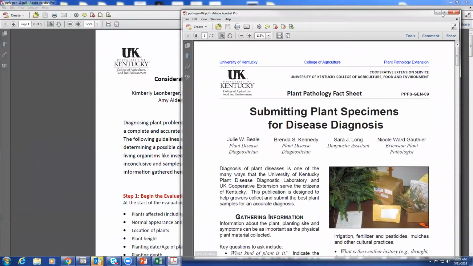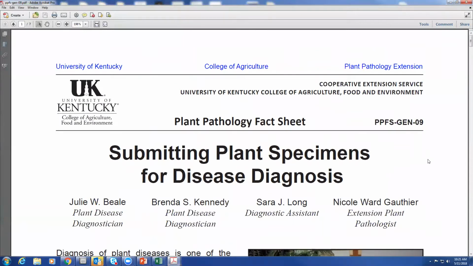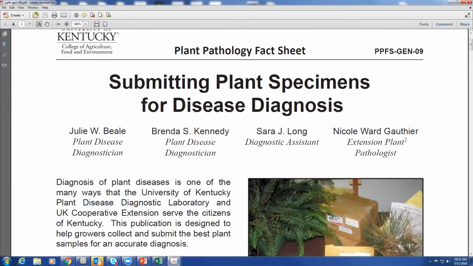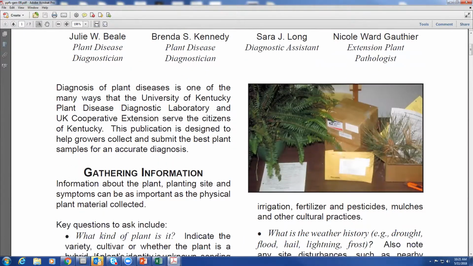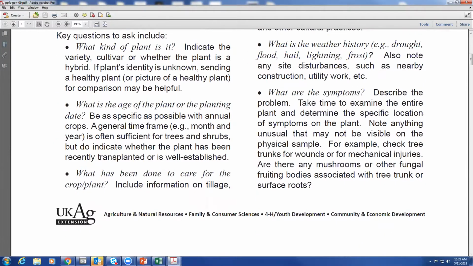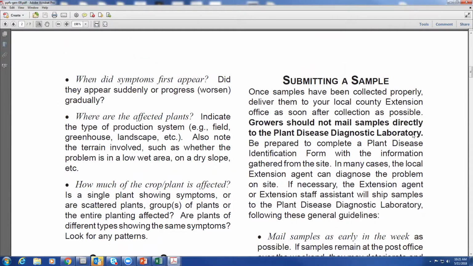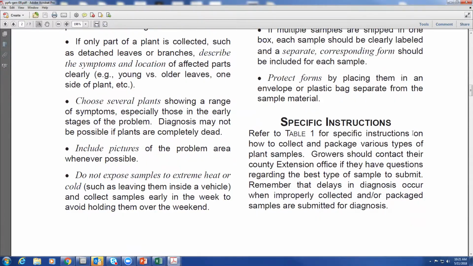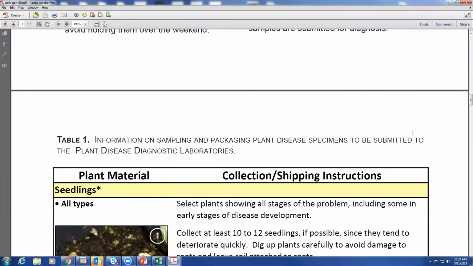There we go. Everybody can see this publication, PPFS Gen 9. I sent you this link. It's also on our website, Submitting Plant Specimens for Disease Diagnosis. It's really about getting the right sample and packaging that sample. How to collect it: dig, don't pull, and include pictures if possible.